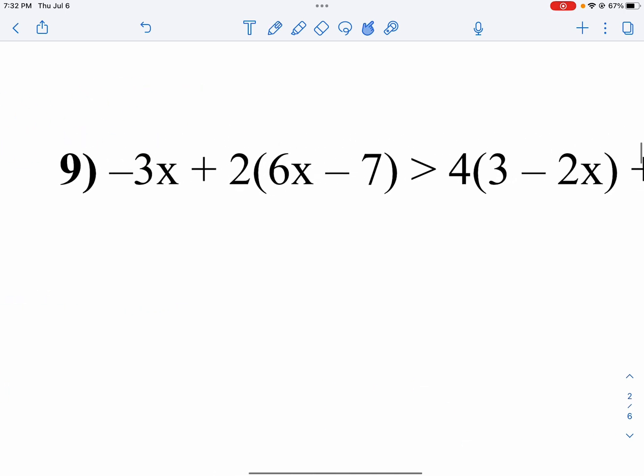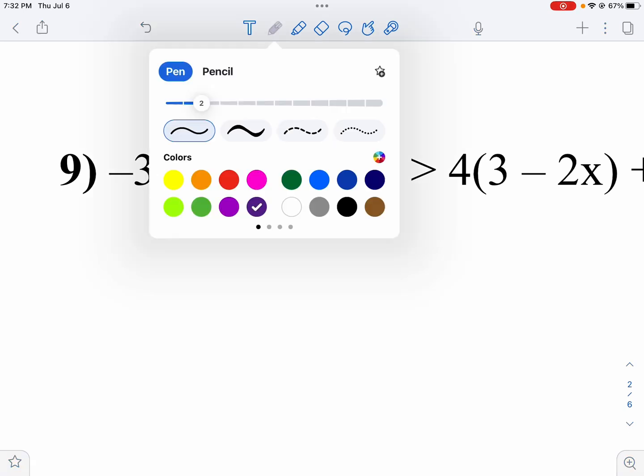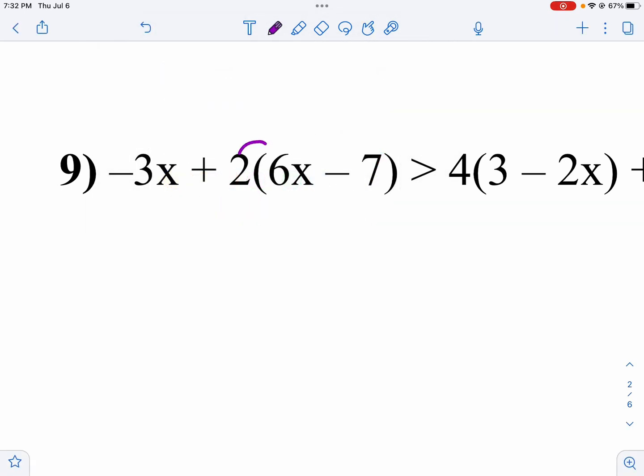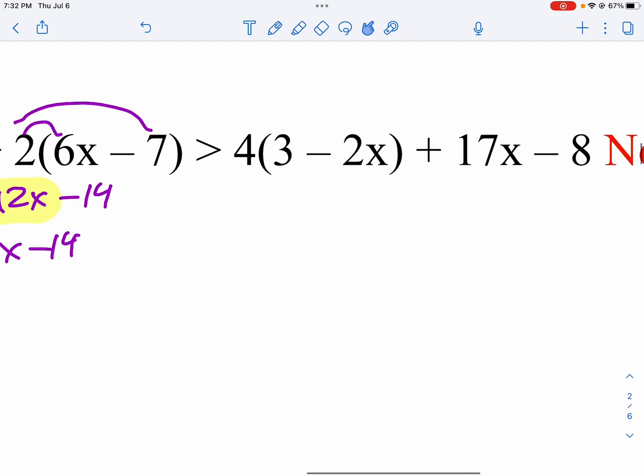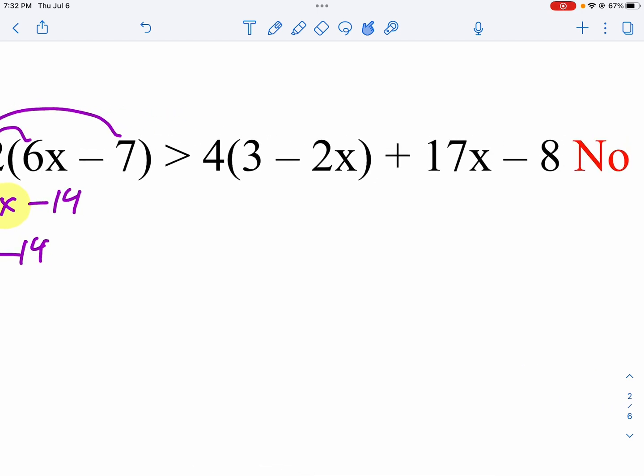And on question number 9, we'll do the same thing. I'm not even going to look at the right-hand side right now. We're just going to simplify the left-hand side. So I'm going to distribute my 2. So I'm going to go negative 3x plus 12x minus 14. And just like we did in question 8, negative 3x plus 12x, well, that's 9x minus 14. Now we'll go to the right-hand side, and I'll do the same thing.